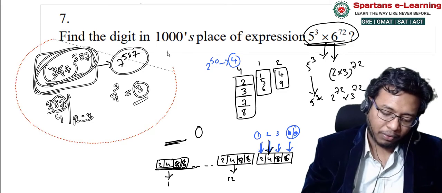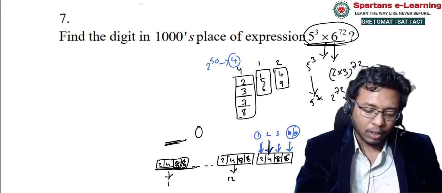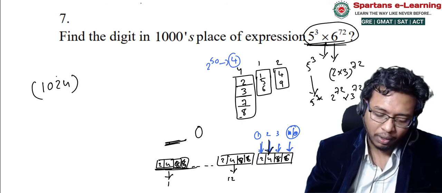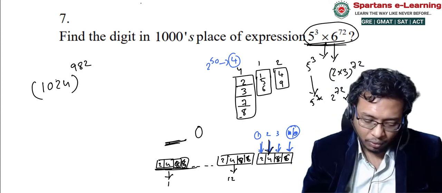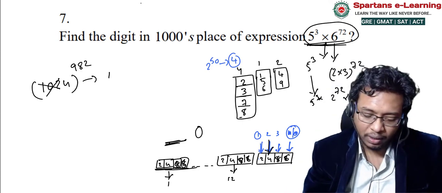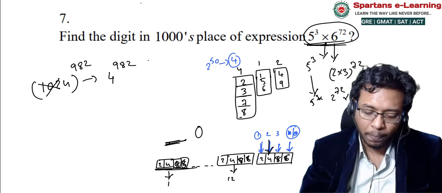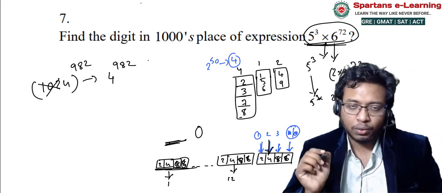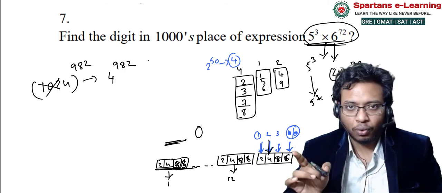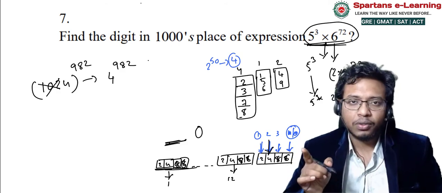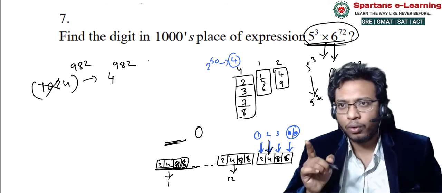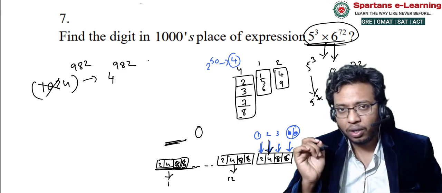Now similarly, I'll give you one more example. See here, if you are asked to find 1024 whole power 982's units digit. First thing, you will cancel out all these numbers. Just write this number as 4 power 982. Now as I told you, 2, 3, 7, 8 will have a cyclicity of 4, 4 and 9 will have a cyclicity of 2, and 0, 1, 5, 6 will have a cyclicity of 1.